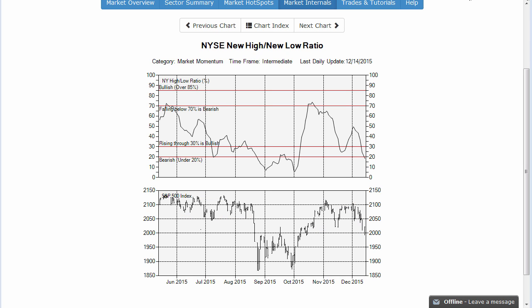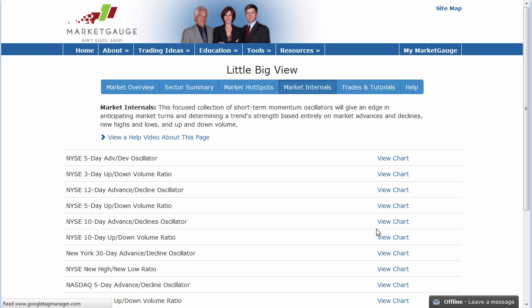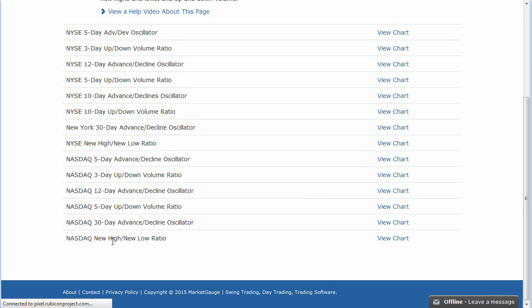And like I said, you can get this indicator right at our site, so it's not like you have to buy anything to get it. So here's what it looks like for New York. Now I'm going to go to the chart index just so that I can jump to the NASDAQ more quickly. Now here's NASDAQ right here. Let's take a look at NASDAQ.